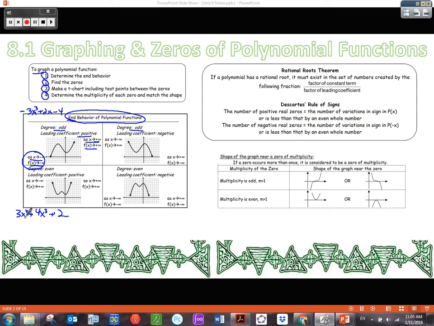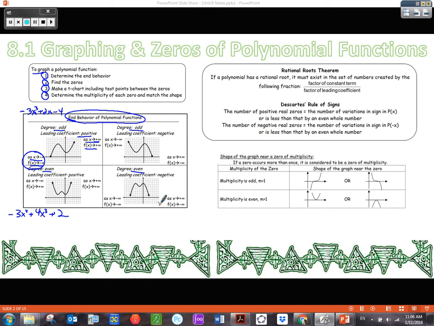Notice it's a fourth degree polynomial, and that makes it even, so it would be down in these categories. If the leading coefficient is positive, like this one, then both ends would go up. And if the leading coefficient would be negative, like that, both ends would go down. So with even degree, they're either both up or both down, depending on the leading coefficient.